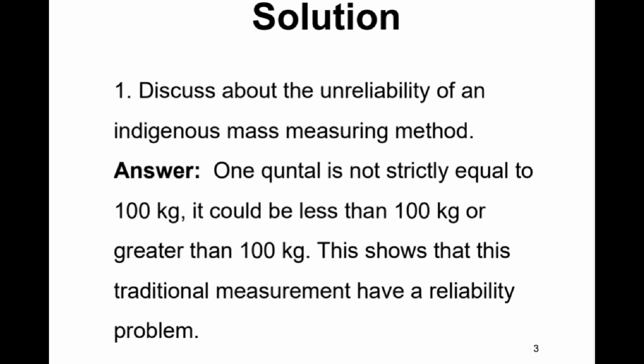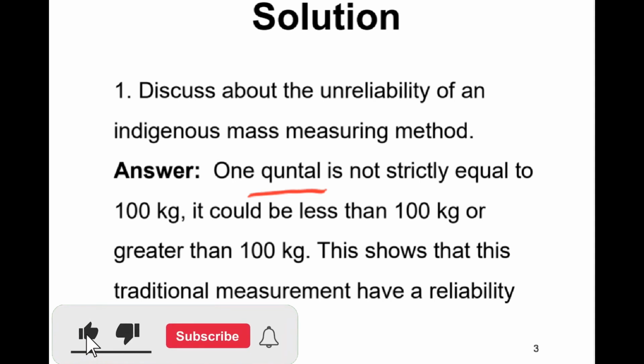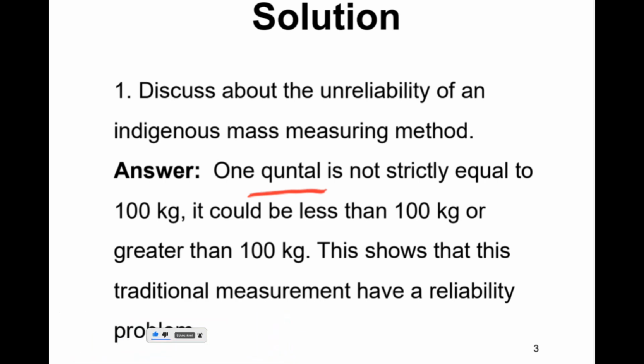So let us see one unreliability problem that is associated with this method of measuring. For example, 1 quintal is not strictly equal to 100 kilogram. So remember, quintal is an indigenous mass measuring method, and if you compare it to the conventional method of mass measuring, the indigenous mass measuring method, in this case quintal, is not strictly equal to 100 kilogram. It could be less than 100 kilogram or greater than 100 kilogram. So this shows that this traditional measurement has a reliability problem.